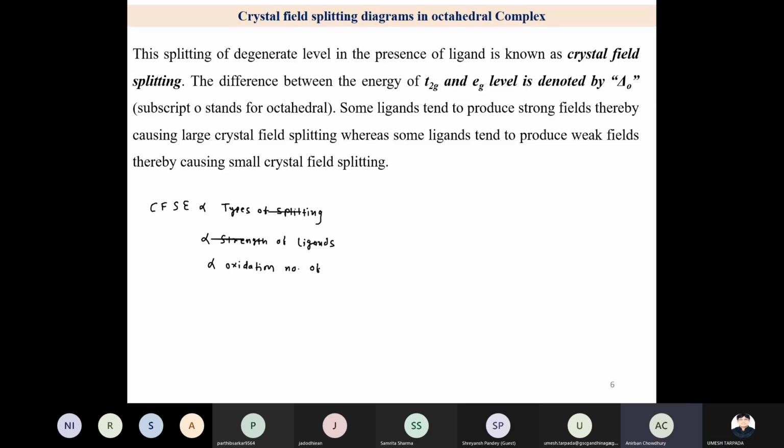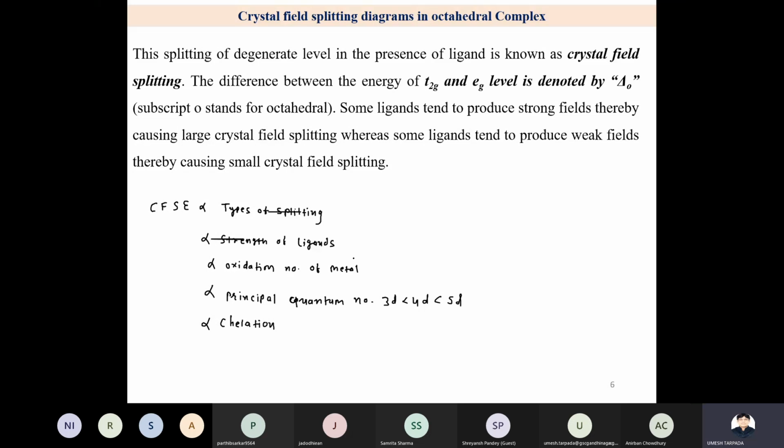Atomic number: higher atomic number means higher CFSE. It depends on the principal quantum number of the d orbital, that is the n value. There are 3d, 4d and 5d series, so the splitting of 5d will be more as compared to 4d. It also depends on the chelating effect of the ligand. So these are the various ways CFT depends.